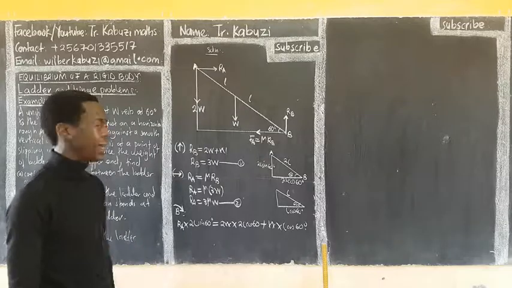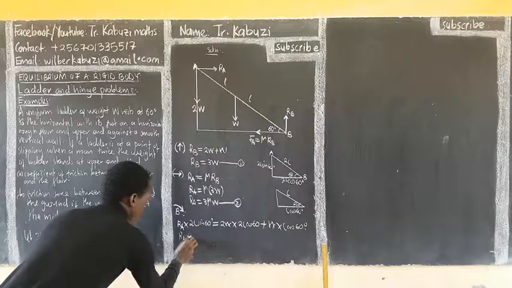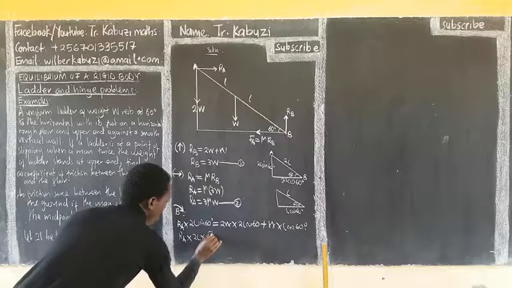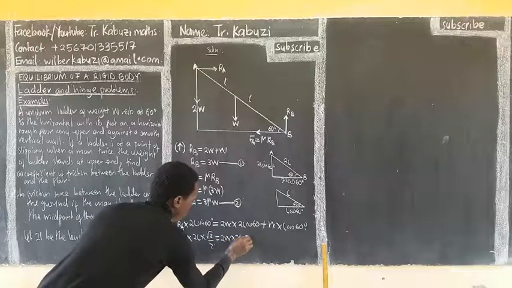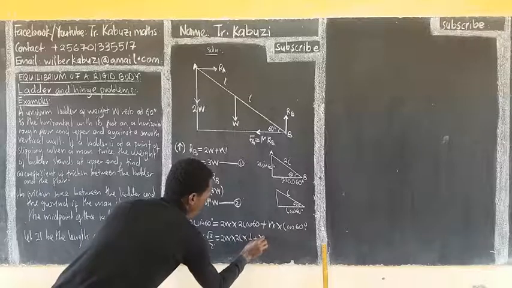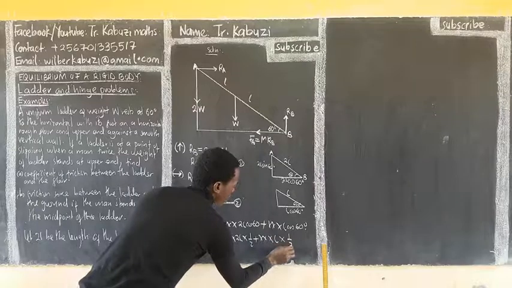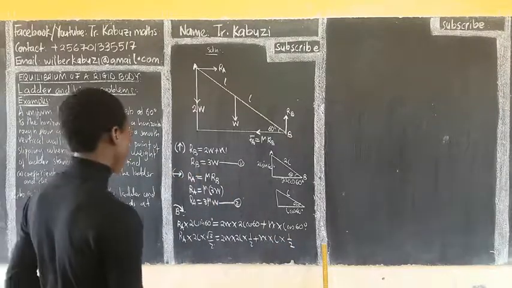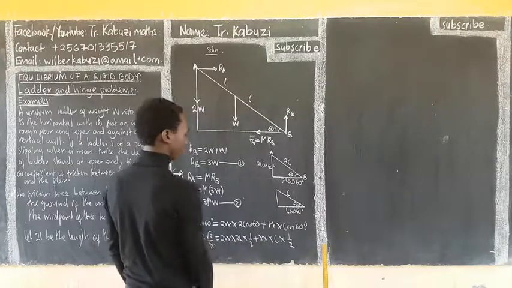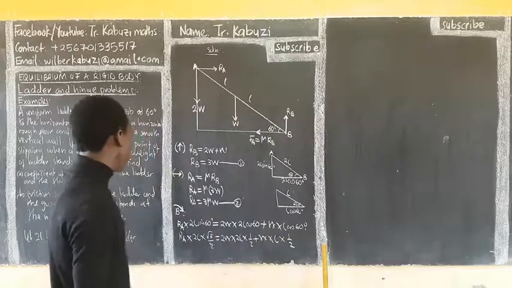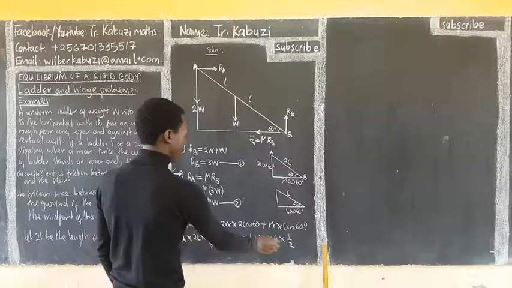You know what sine 60 is. So this is going to be RA times 2L times root 3 over 2 equaling to 2W times 2L times cos 60, which is a half, plus W times L times cos 60, which is a half. So now that a half is common, you can multiply through by 2. Then what is common again? We also have L common.